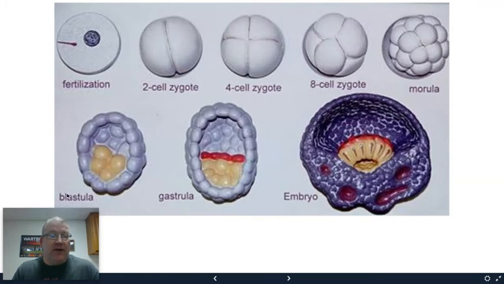I remember this one, the blastula, because it seems as if there's something that's happened to blast the cells out of the inside. There's been an explosion and it has blasted those cells out, hollowing out this ball of cells that was once a morula.